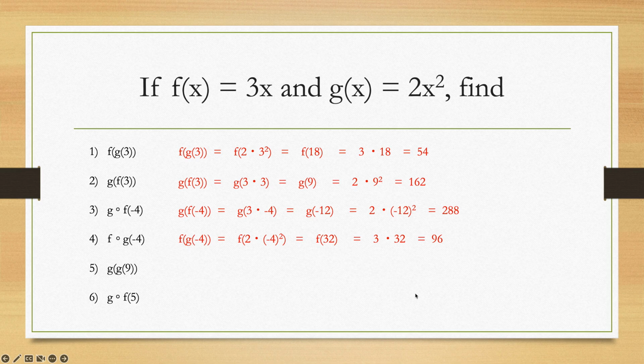Okay. Now a little bit of a strange kind of composition here. What's g of 9? Okay, so I hand a 9 to g, and g takes whatever it's given, it squares it, and then it doubles it, and oh man, I made a mistake here. This should be 9 squared and not 3 squared.